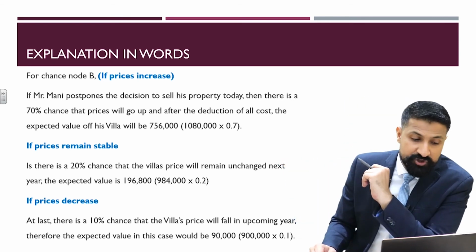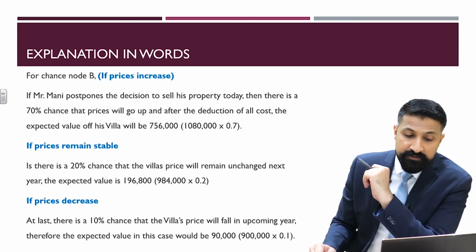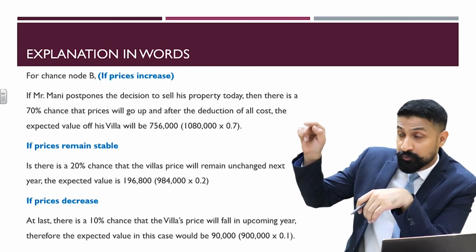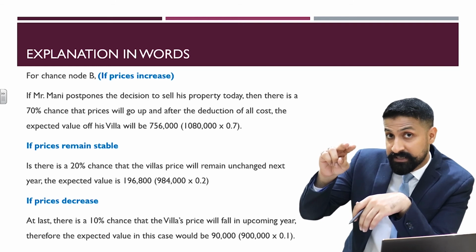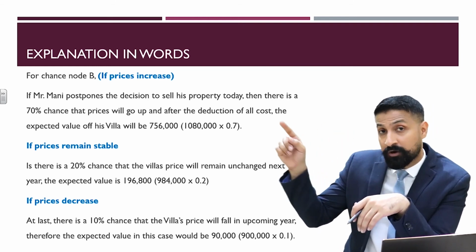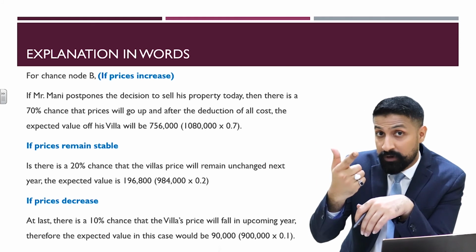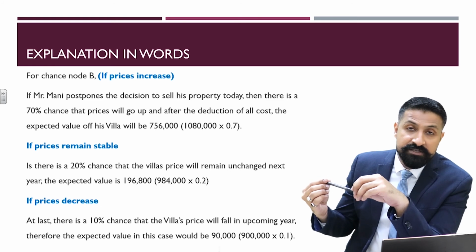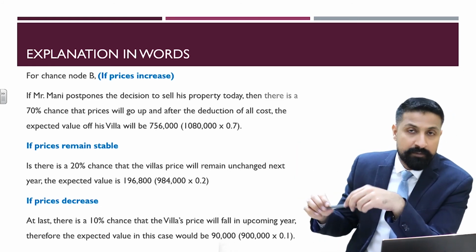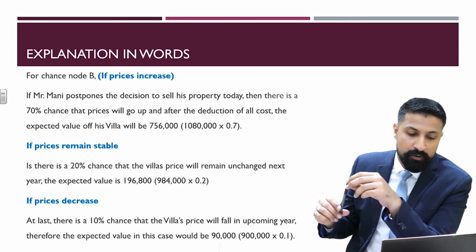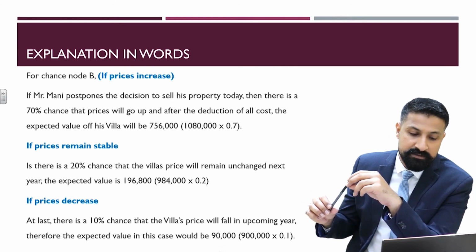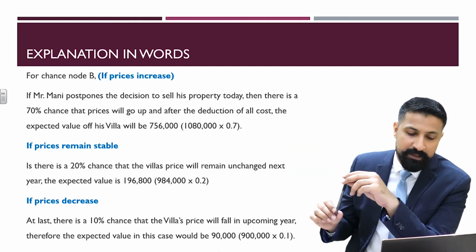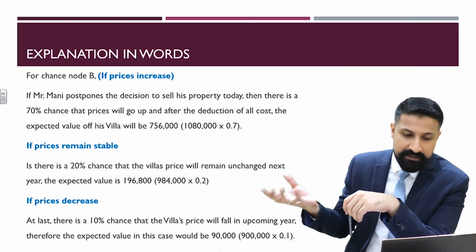So there is a 70% chance that prices will go up, and after the deduction of all the costs, the expected value, you remember when we multiplied probability with the net amount, then we got the amount. That is called an expected value. I was explaining that at that time. So the expected value will be 756,000. What if the price remains stable? If the price remains stable, then the expected value is 196,800, and if the prices decrease, then the expected value is 90,000 that he may get in his hand.